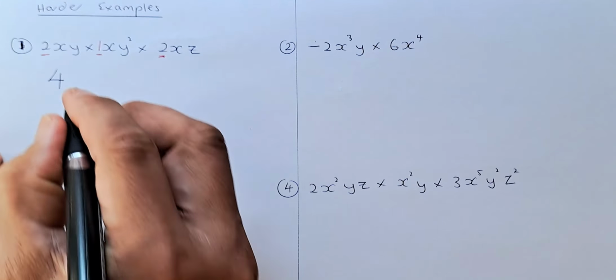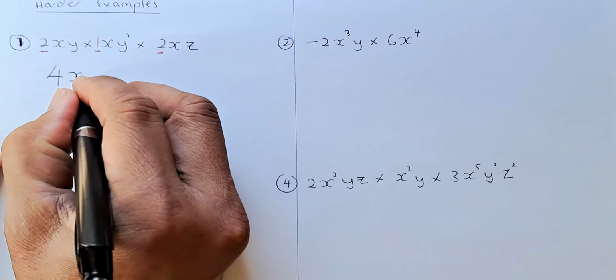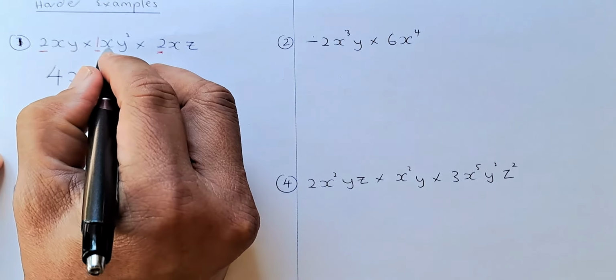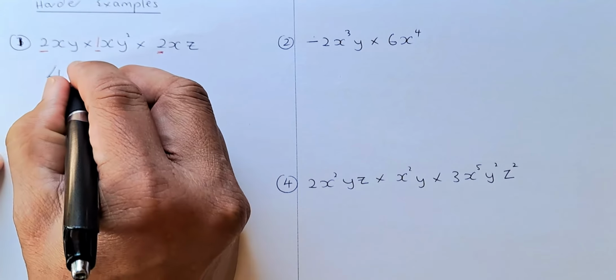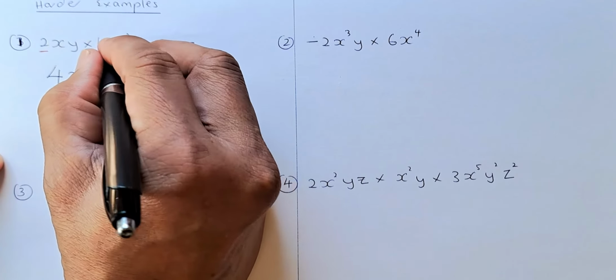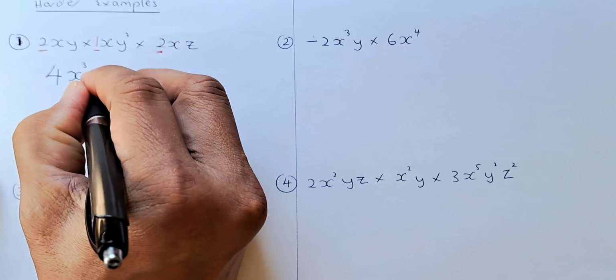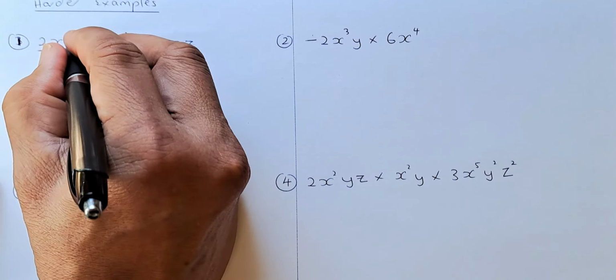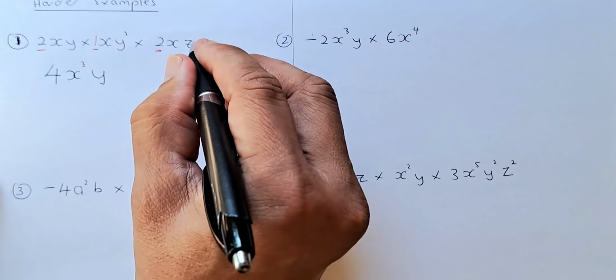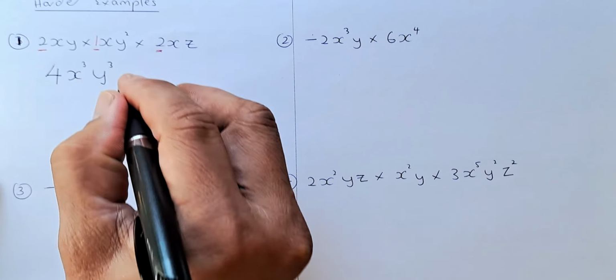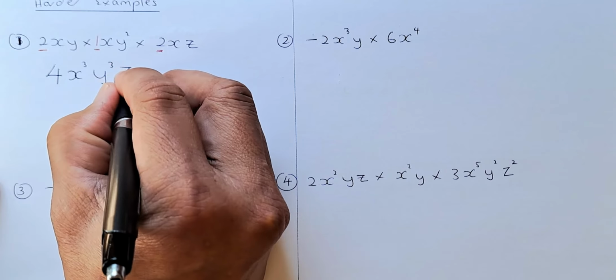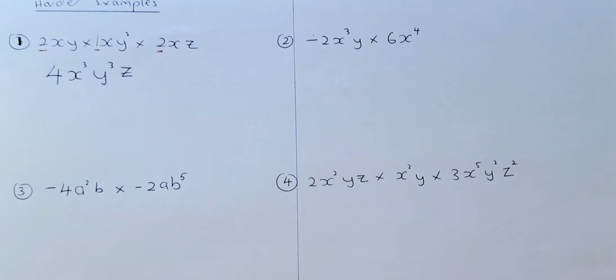And then you count the x's. That's 1 x, 2 x's, and 3 x's. So x to the power of 3. So 1 plus 1 plus 1 gives you 3 x's. Okay? And y, you count 1. There's 1 there. 1 plus 2 is 3. And there's power 3 again. And z on its own, so it's going to be 4x cubed y cubed z.